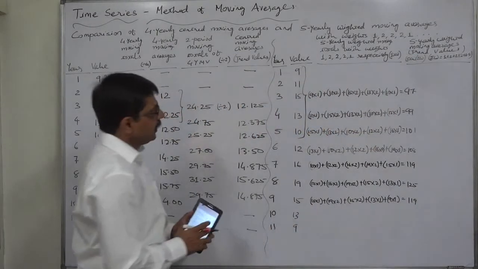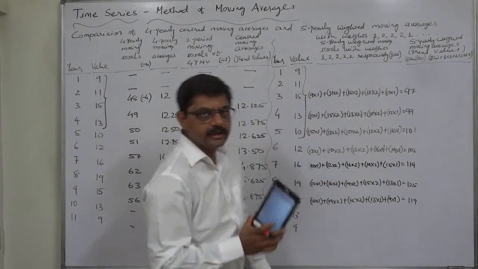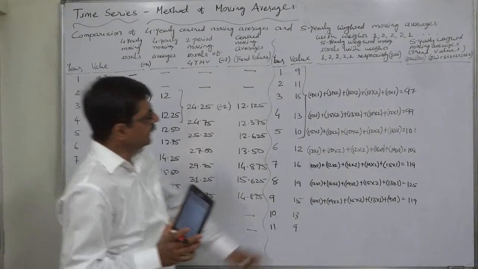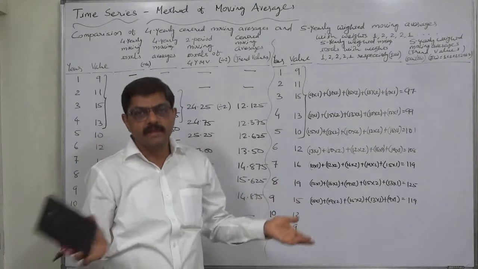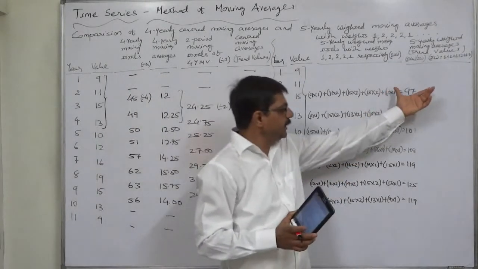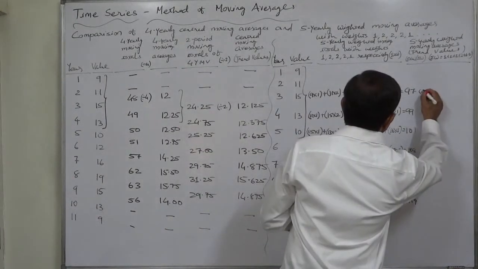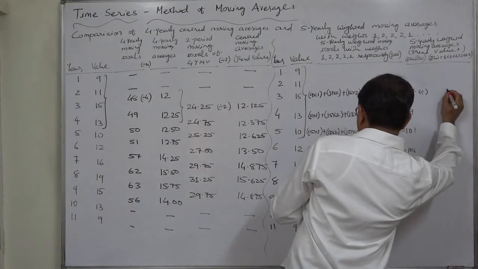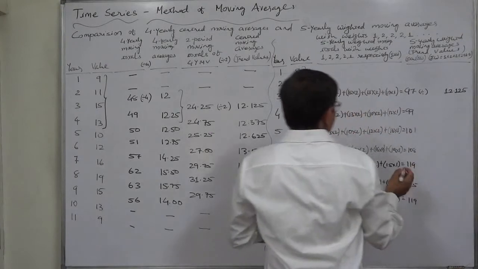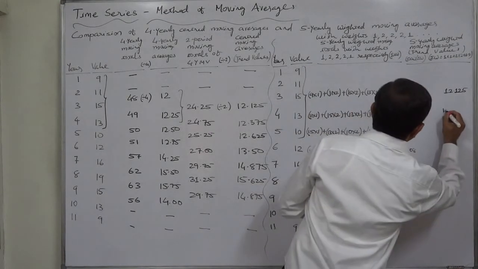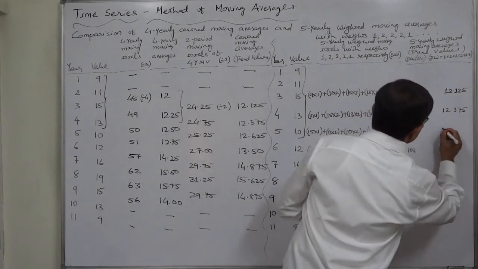Now the sum of the weights is 1 plus 2 plus 2 plus 2 plus 1, that is 8. Sigma W is 8 and we have already found sigma XW. Sigma XW upon sigma W will be the weighted mean. So we need to divide all these summations by 8. 99 divided by 8 is 12.375. 101 divided by 8, 12.625.